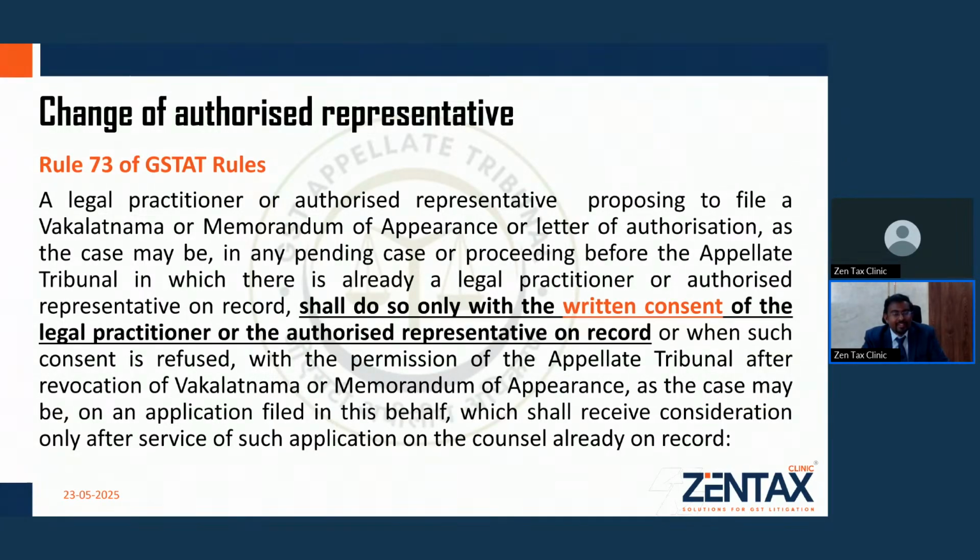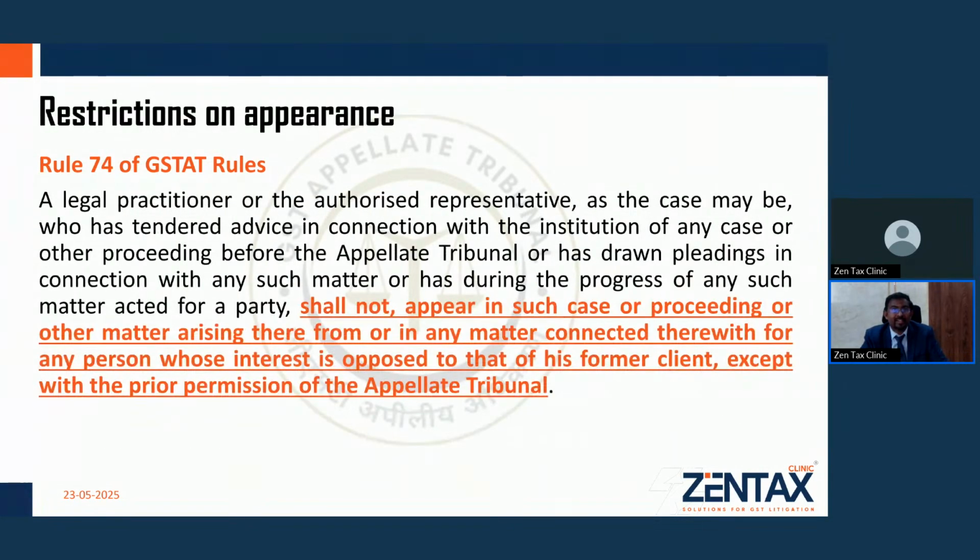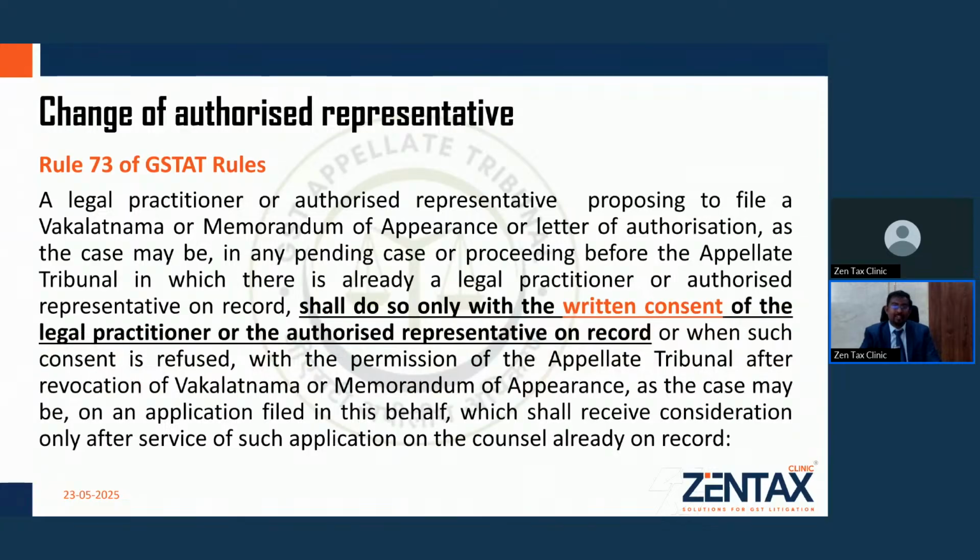Where in a situation the written consent is not possible to be obtained, then as well there is a very specific procedure laid down to say that it shall be placed before the tribunal and the appellate tribunal only on the permission and after revocation of such vakalatnama. Then it can be considered for a fresh hearing of the new counsel at all. So whenever there is appointment of an authorized representative in respect of the filing before the GST Appellate Tribunal, please be extremely careful when it comes to the taxpayers, and therefore change might be a little complicating.